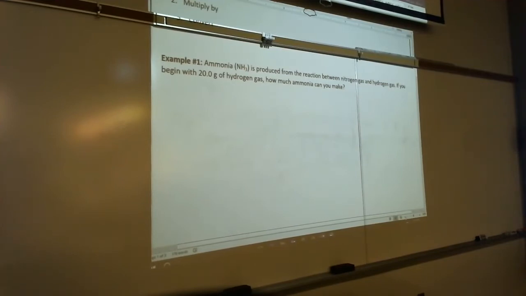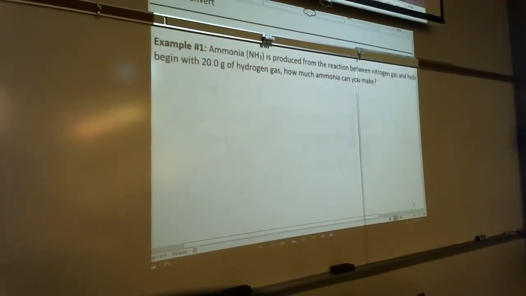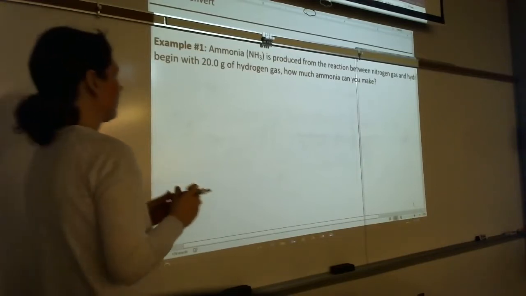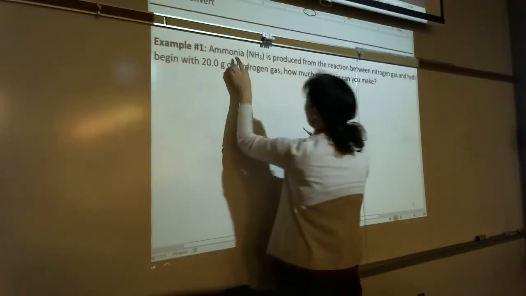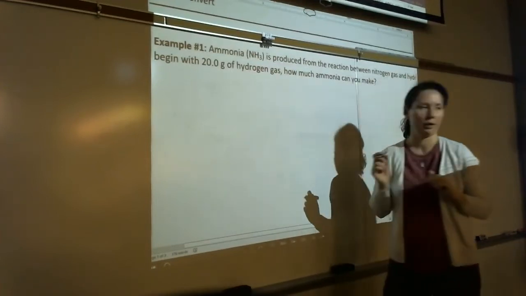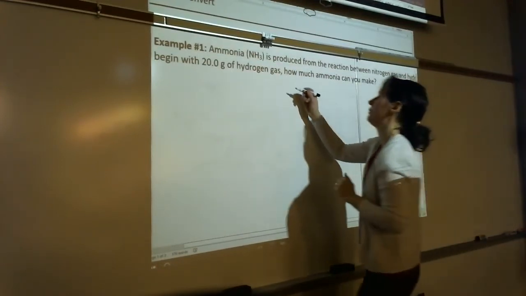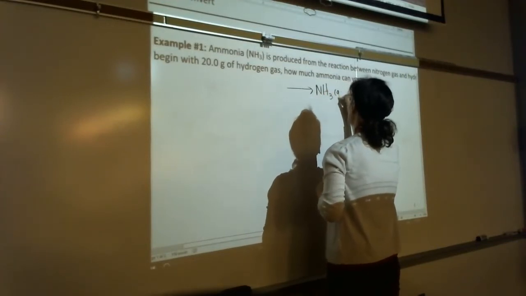Ammonia is produced from the reaction between nitrogen gas and hydrogen gas. If you begin with 20 grams of hydrogen gas, how much ammonia can you make? All right, so step 0 is we need what? A balanced chemical reaction, right? So if I say ammonia is produced, does that mean ammonia is a reactant or ammonia is a product? It's a product, right? And it's a gas as well.